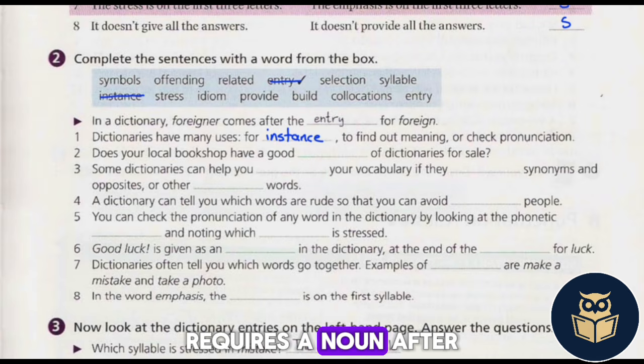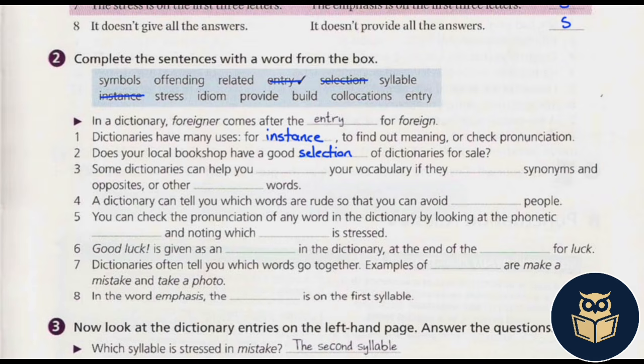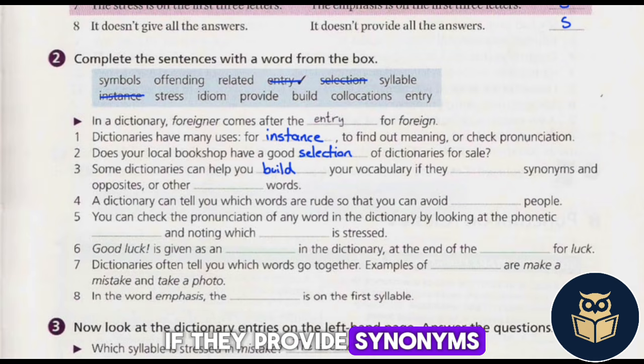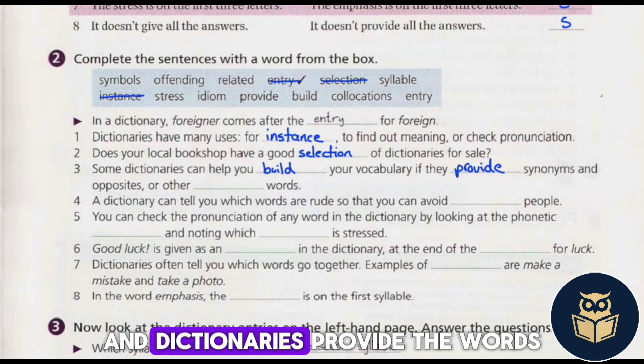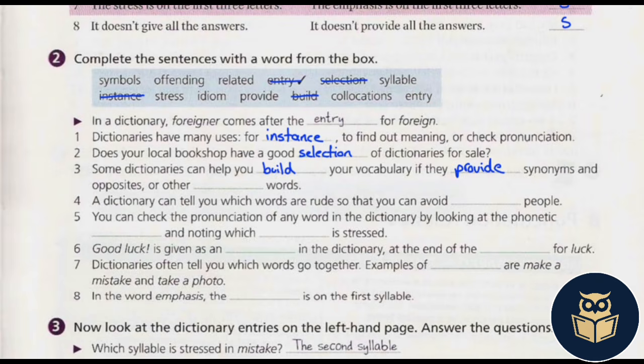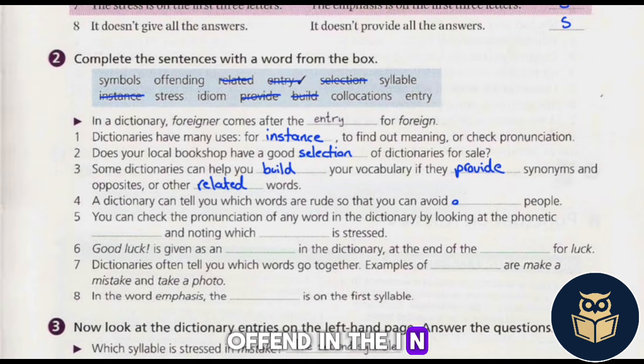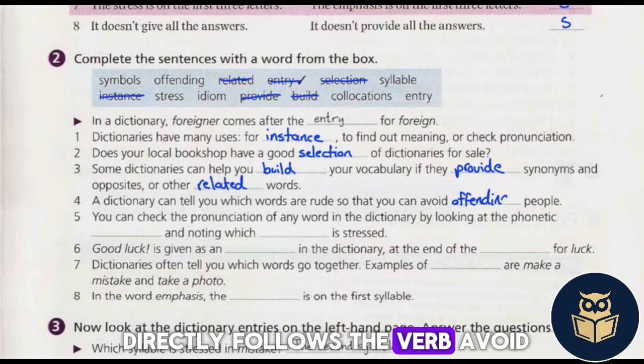Number 2 requires a noun after the adjective good, so it becomes a good selection of dictionaries. Number 3, some dictionaries can help you build your vocabulary if they provide synonyms. You build vocabulary, and dictionaries provide the words. Number 4, so that you can avoid offending people. We need the verb offend in the ing form because it directly follows the verb avoid.